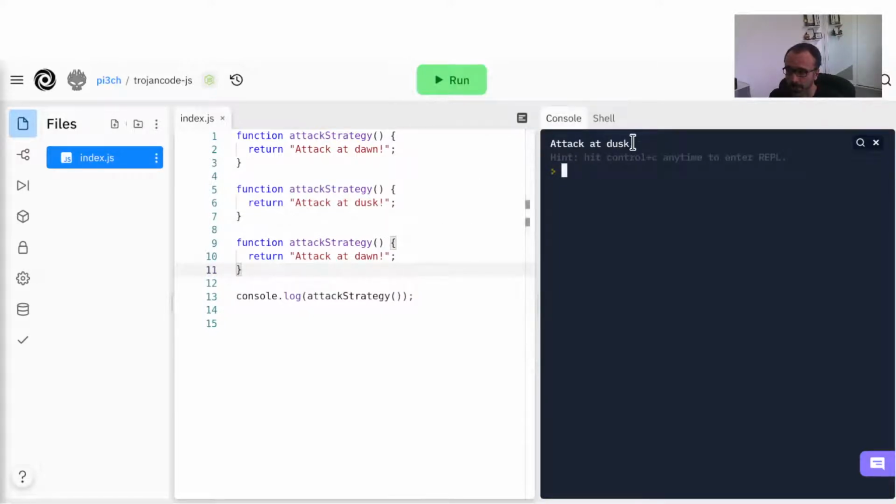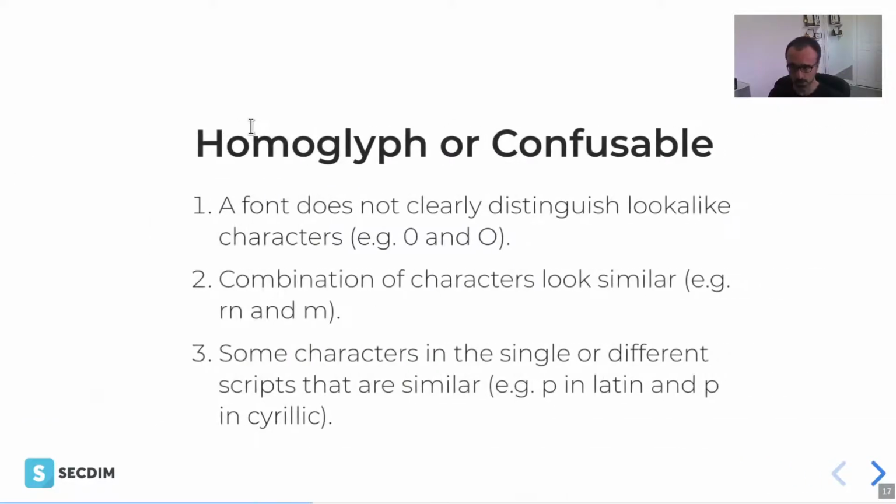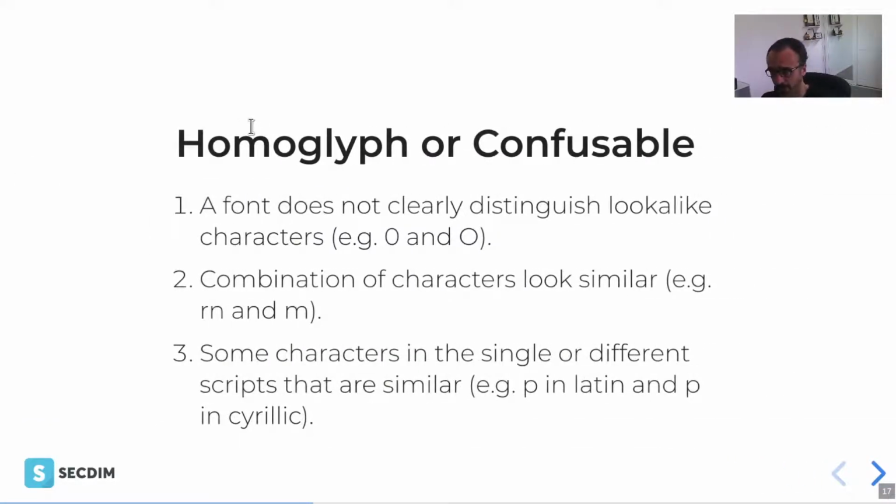Attack at dusk. So what is going on? I can clearly see this function attack strategy was overwritten here, but still this seems to be referring to this function in the middle. Well, this has to do with one of the problems of Unicode, or things that we may overlook or miss.